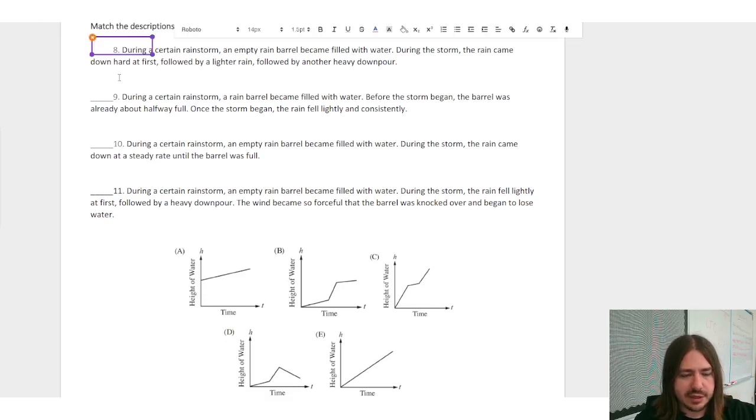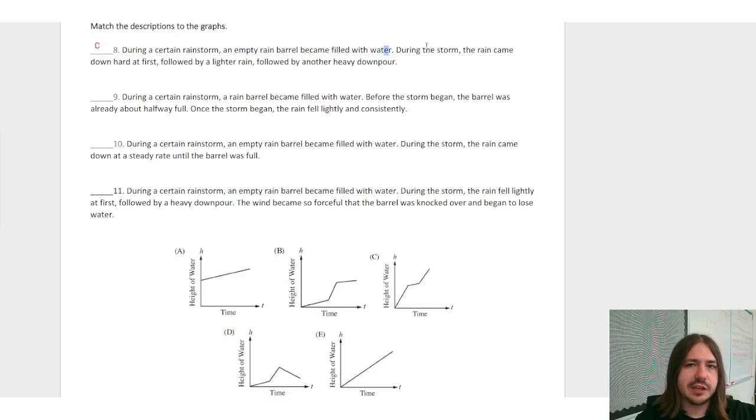Because if we look at C, we can look down here and we can see how the rate of change is faster here than it is in the middle, and then it goes faster again. So what's happening is the height of water in that barrel is going up faster, and then it kind of slows down during the lighter rain, and then it speeds up again with the heavy downpour. So you just want to make that association with steeper line should match up with heavier rain, because the more it's raining, the faster that the rain barrel is going to fill up.